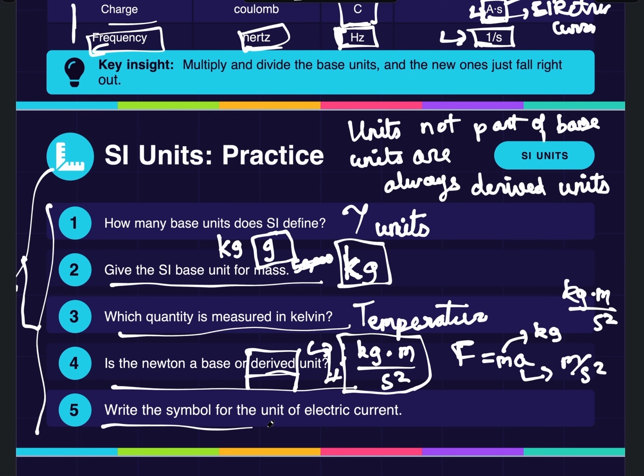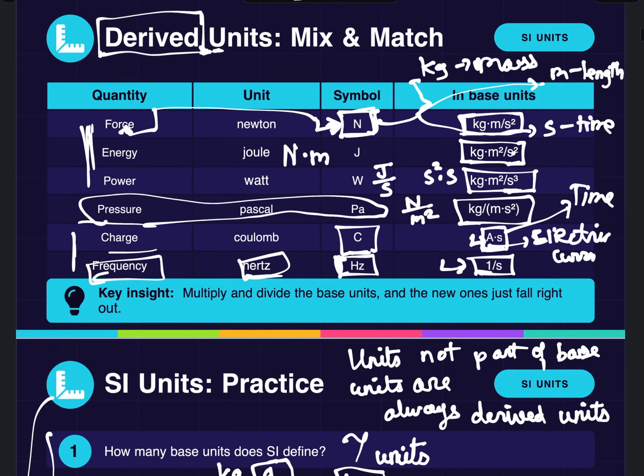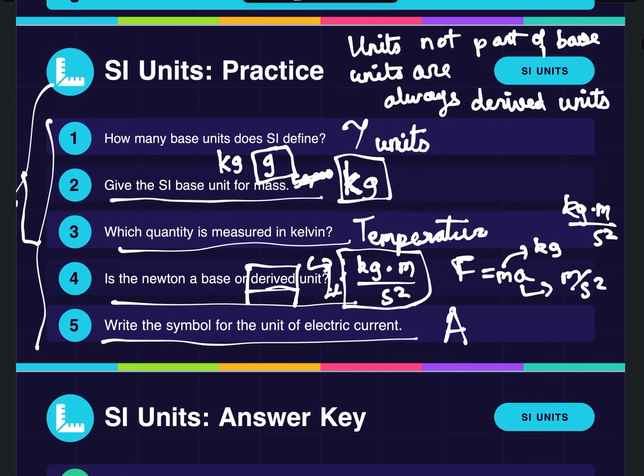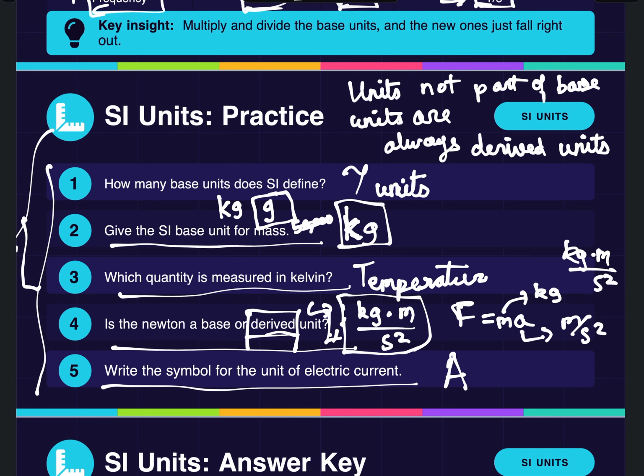And write the symbol for the unit of electric current. Now, most of the units are lowercase, right? But you want to remember that the one for electric current is ampere, which is capital A. So if you look here, you can see this is capital A. Most of them are lowercase, but some of them are capital. Okay? If you did good on that, good job. We'll be going over some more in-depth questions later.